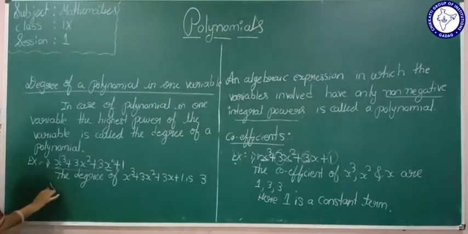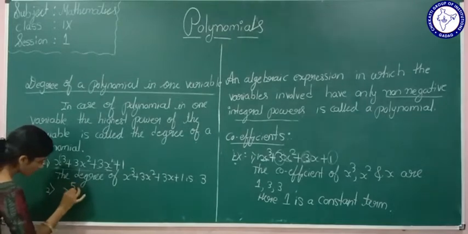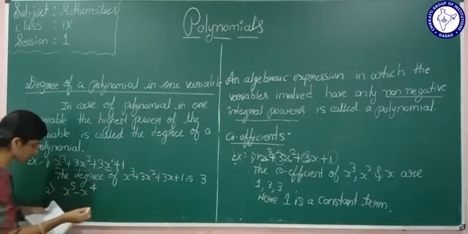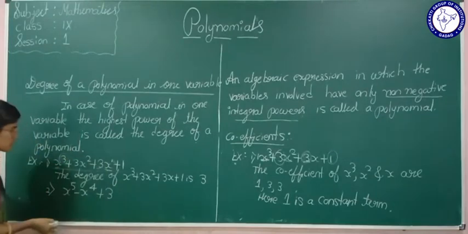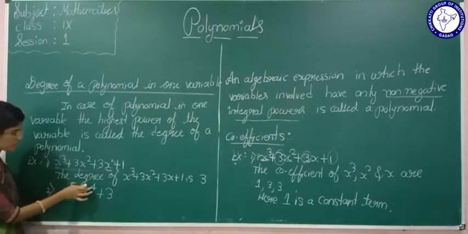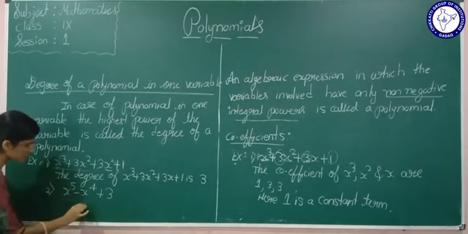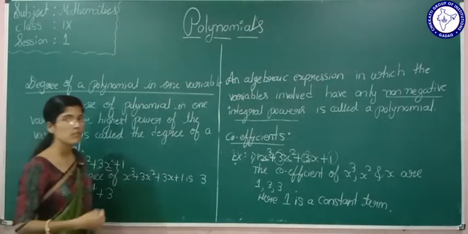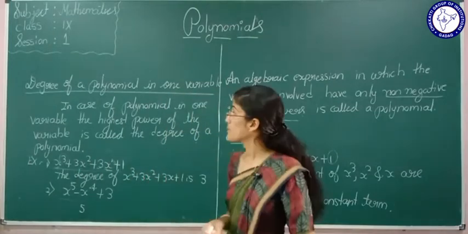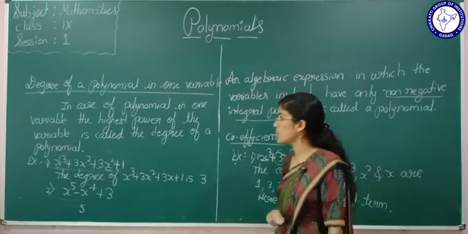One more question I will ask you. See here, x raised to 5 minus x raised to 4 plus 3. Now see what is the degree of this polynomial? Now see here 5 is there, here 4 is there. Yes, the power of x is 5 here and the power of x is 4 here. 5 is bigger or 4 is bigger? Definitely 5 is bigger. Therefore the degree of this is 5. So what we can tell? What is the degree of a polynomial? The highest power of the variable is called the degree of a polynomial.